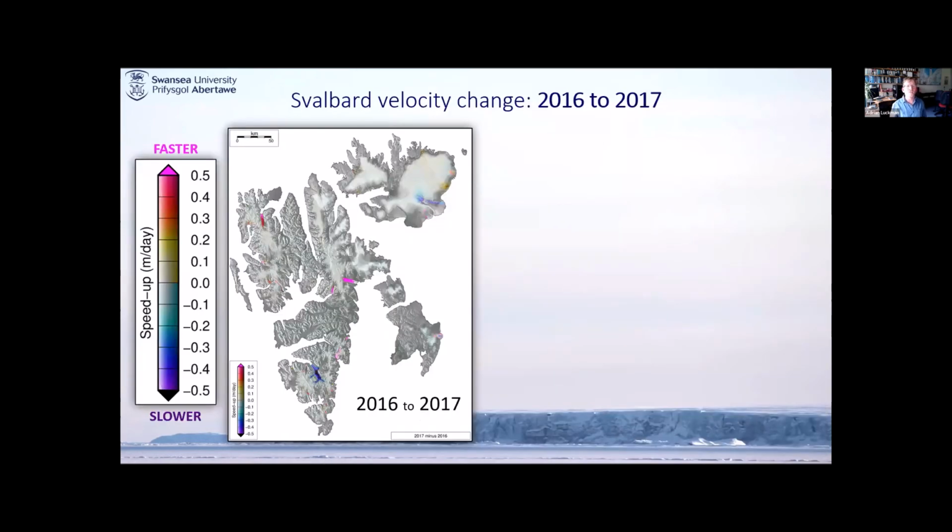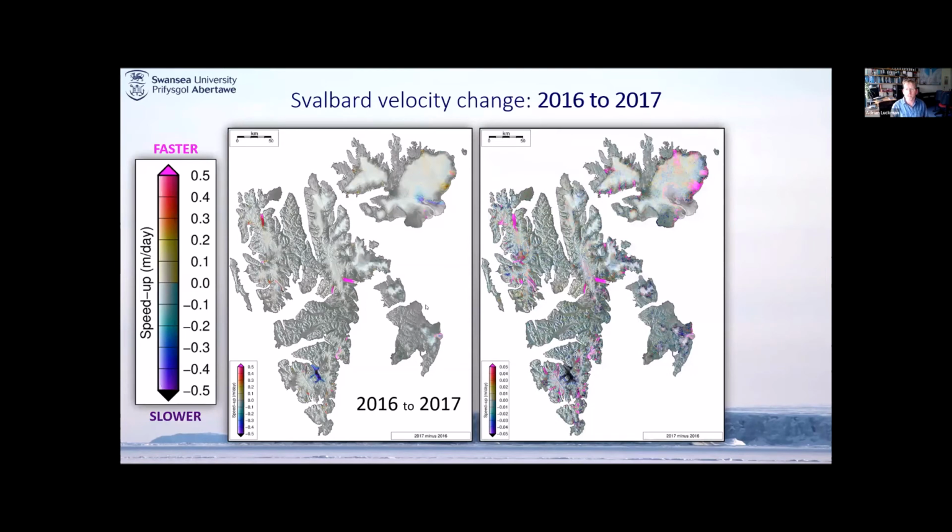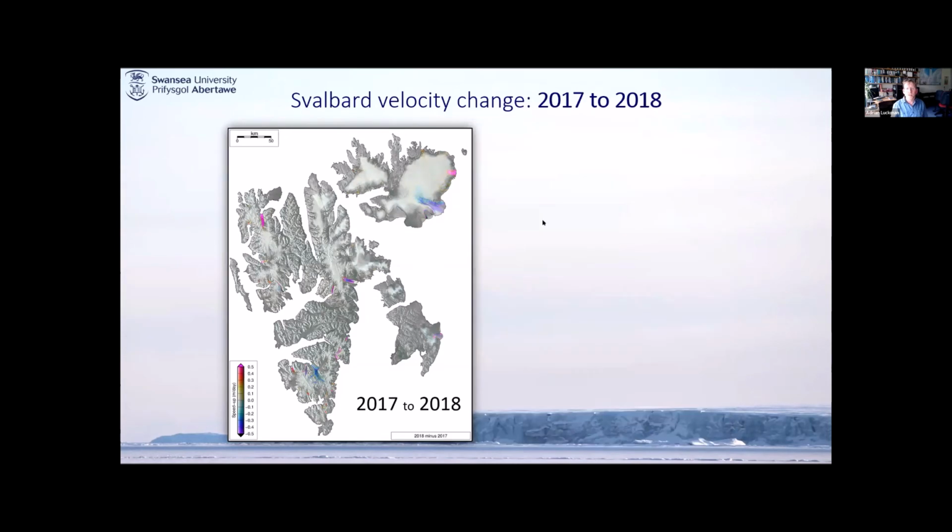Let me finish off then by talking about the velocity change between these maps. Here's 2016 to 2017. Mostly what you're seeing in this plus or minus half meter per day is these surges. We've seen them before. But we can ramp up the sensitivity to plus or minus 5 centimeters a day because there are so many velocity maps going in. And we start to see more of a pattern, if you ignore the surges, of general speed up.